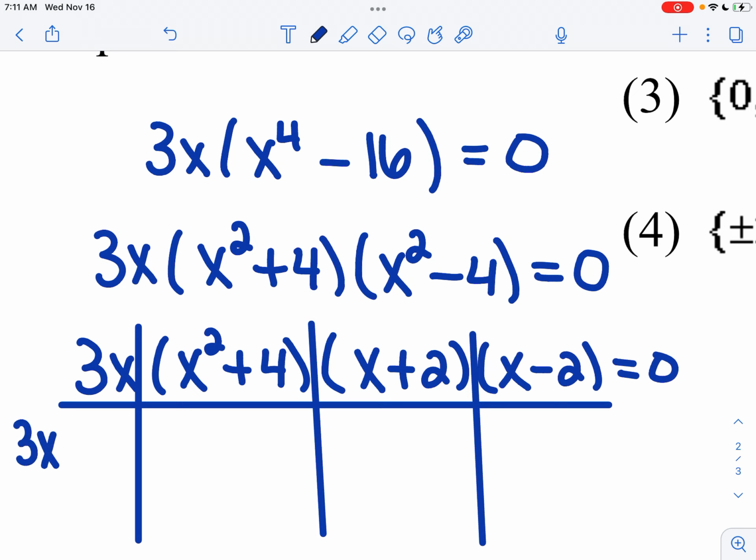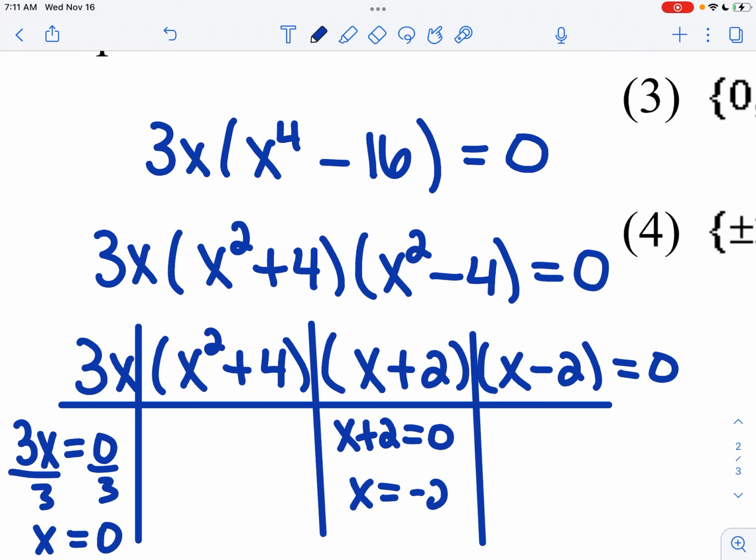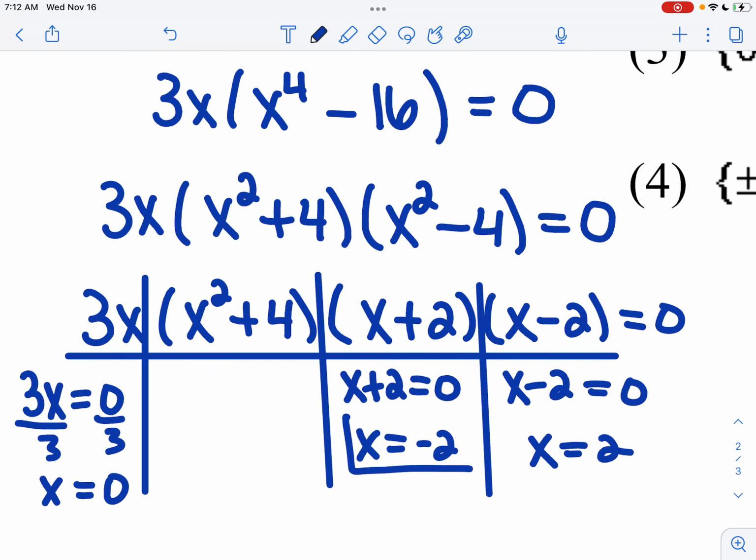So for 3x, set that equal to 0, divide by 3, you get x is equal to 0. I'm going to come back to the x squared plus 4 again. So x plus 2 equals 0, so x equals negative 2 is an answer. X minus 2 equals 0, so x equals 2 is also an answer. So we have 3 real answers: 0, negative 2, and positive 2.